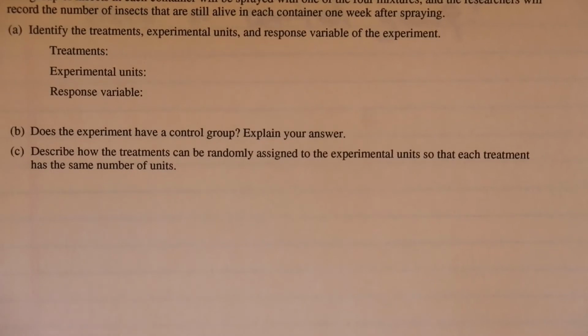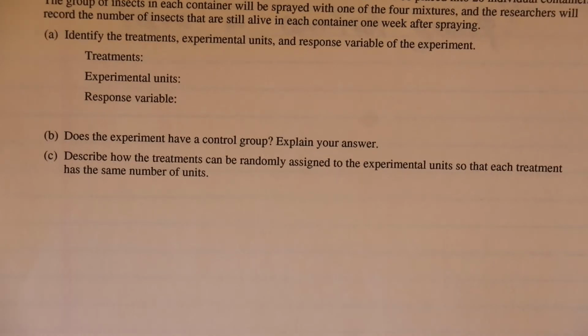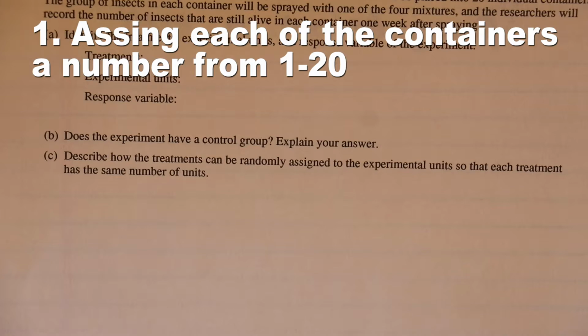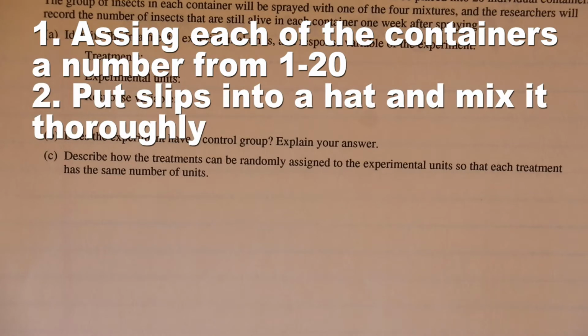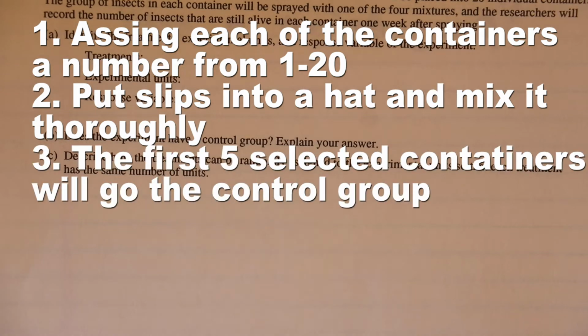All right, Question 3, describe how the treatments can be randomly assigned to the experimental units so that each treatment has the same number of units. Step 1, assign each of the containers a number from 1 to 20. Write those numbers on a slip of paper. Put those slips of paper into a hat and mix it thoroughly. Pull out, without replacement, a slip of paper. The first 5 slips of paper will go to the control group.